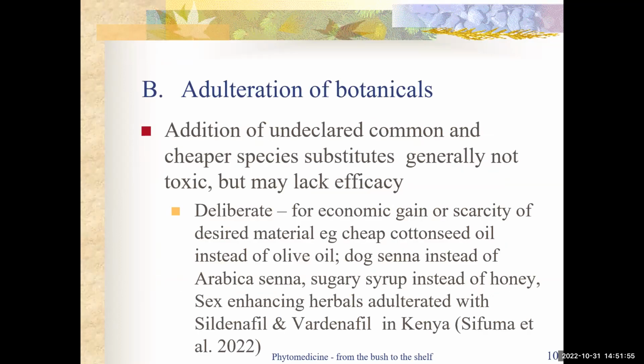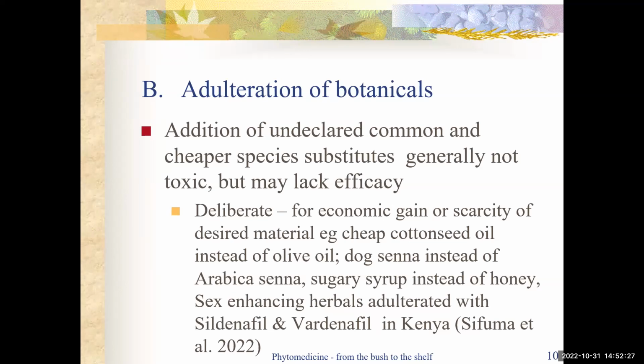So adulteration also occurs, and sometimes it's deliberate or by accident, just like we've seen collection by accident. Usually if it is deliberate, it's because people are looking at the cost, money. They're looking at money. So there is an economic gain by using the wrong plant that looks like the one that you're collecting, but maybe has no effect.